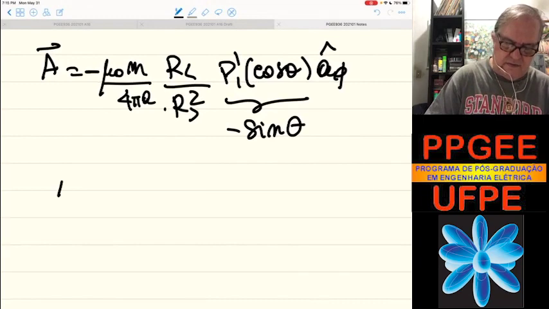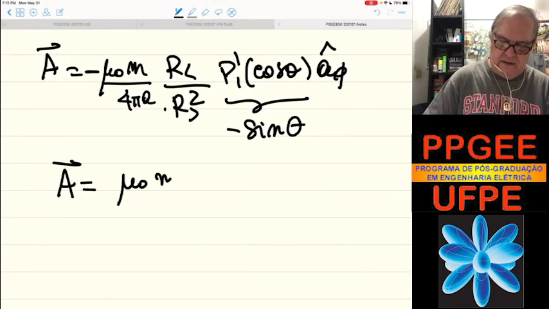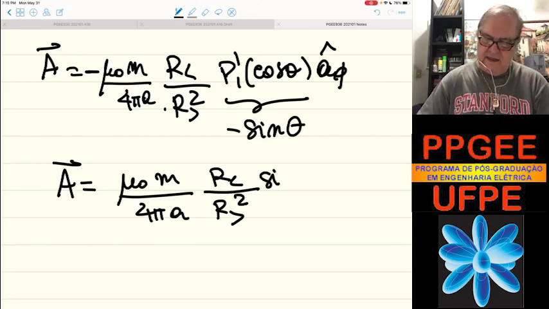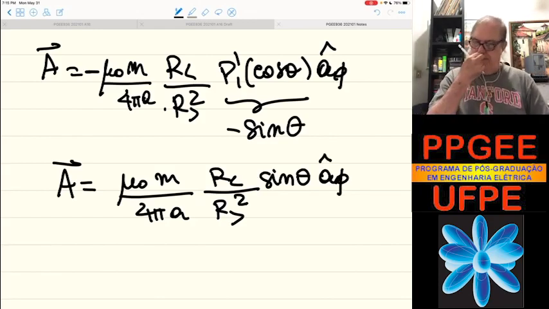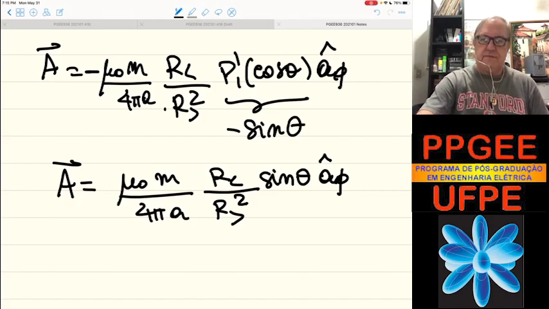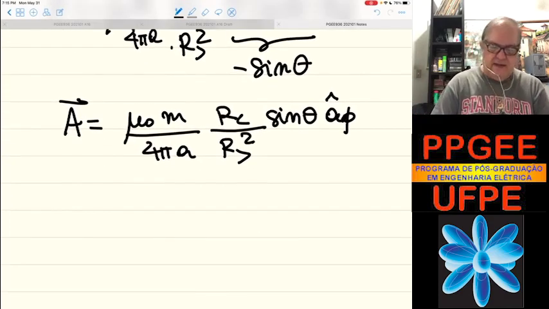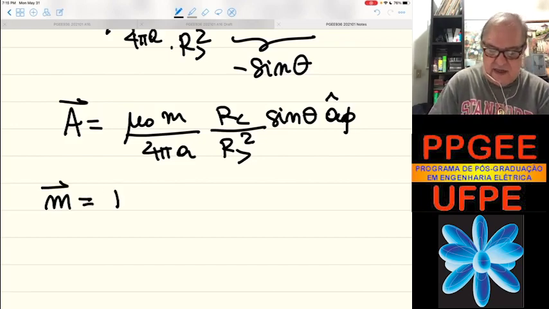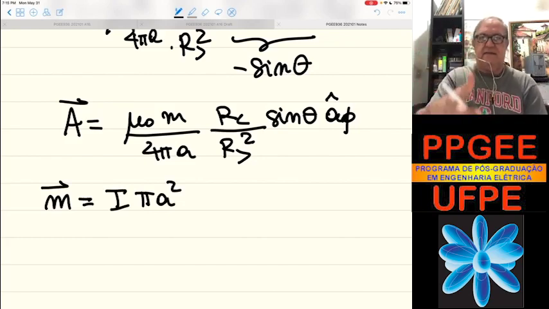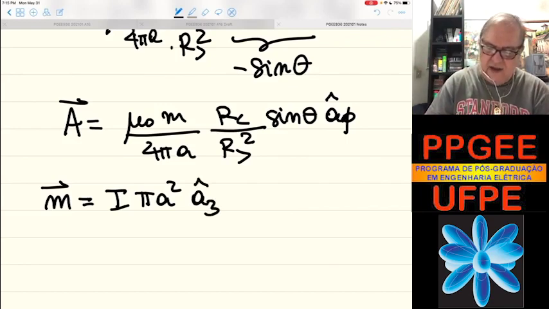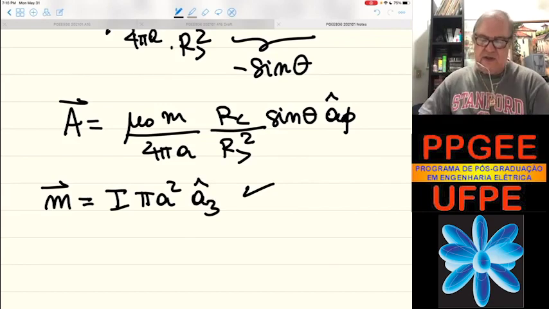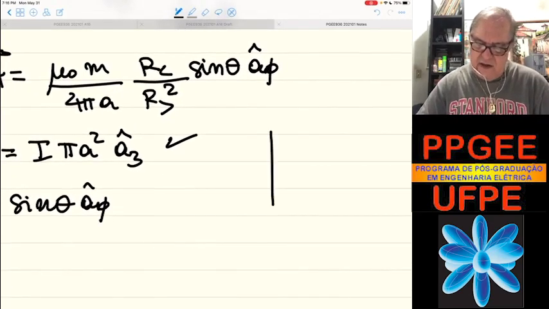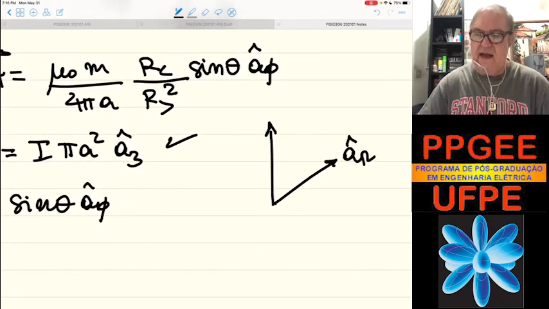So A equals this result here: sine theta a phi. Notice that if we define a vector, the magnetic dipole moment m, having the magnitude current times area in the z direction, we're going to see why this happens. Then m sine theta a phi is simply the cross product between m and the unit vector ar.